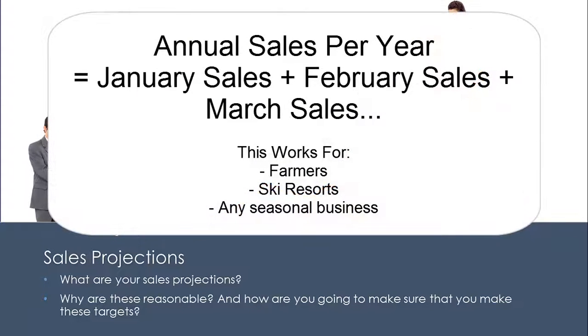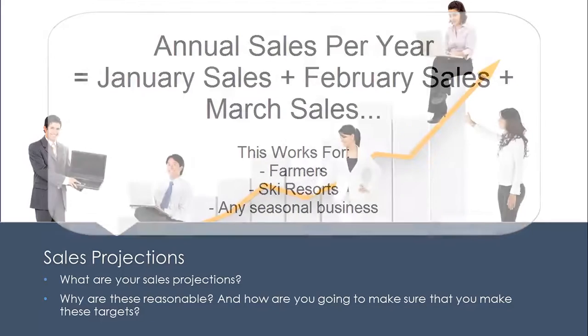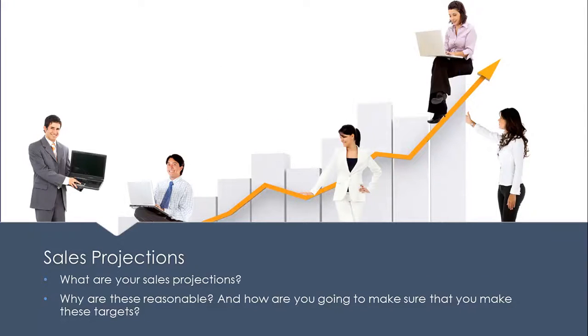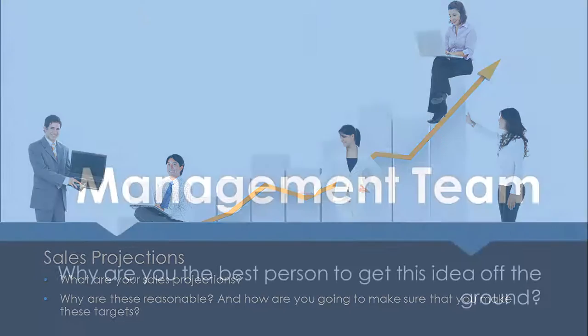If you have a lot of seasonality, you might want to just write this out by month and add it all up. Most small businesses overestimate their sales projections. A good rule of thumb in your first year of business is to take what you hope for and estimate 25% to 50% of that amount as a realistic sales projection.